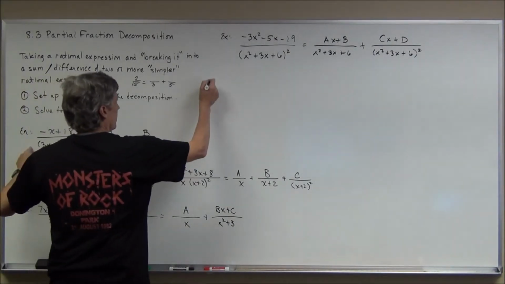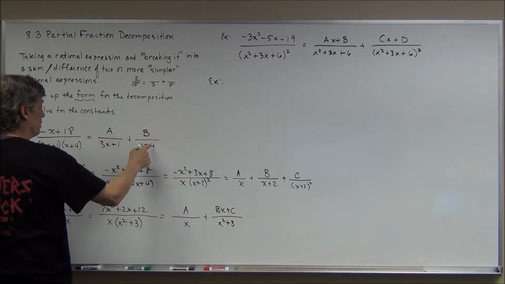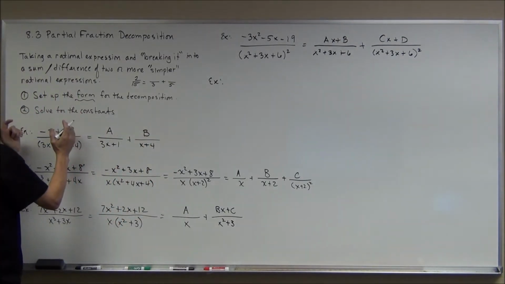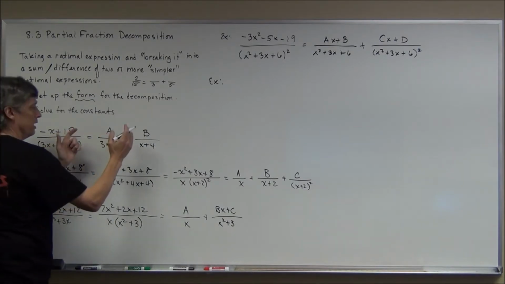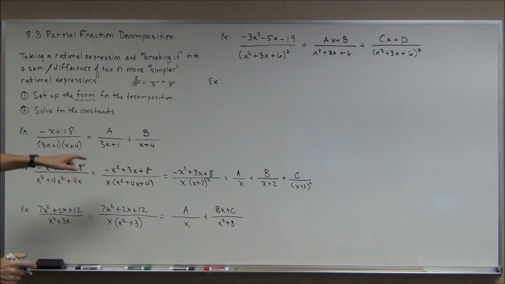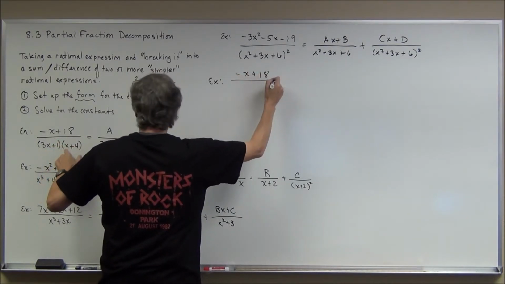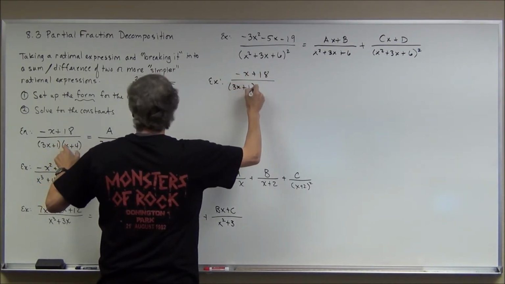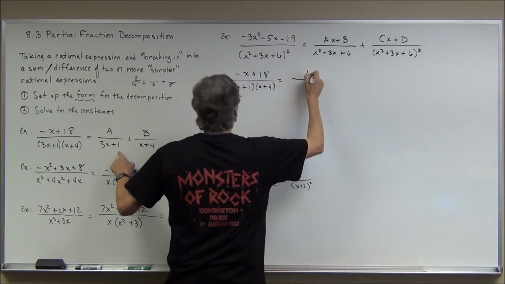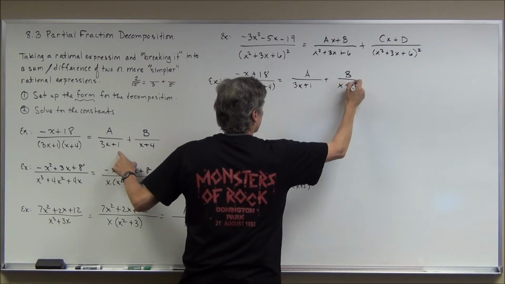I'll bring it over here, and I'm going to actually find out what numbers a and b would be equal to so that this equals this. I'm breaking it apart. I'm taking a messier looking rational expression and breaking it into a sum or difference of simpler rational expressions. Decomposing it. That's the name. So in this case, I have the opposite of x plus 18 all over the quantity 3x plus 1 times the quantity x plus 4. And we already know that we're going to use this format right here. A over 3x plus 1 plus b all over x plus 4.